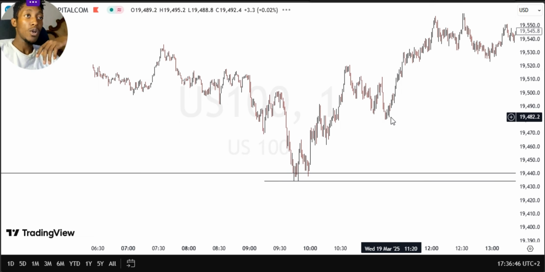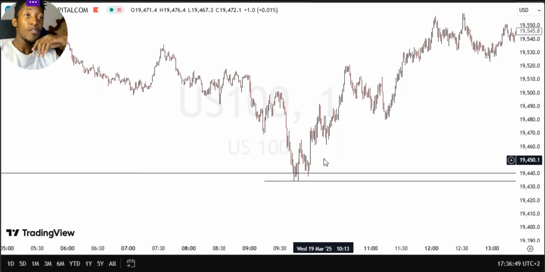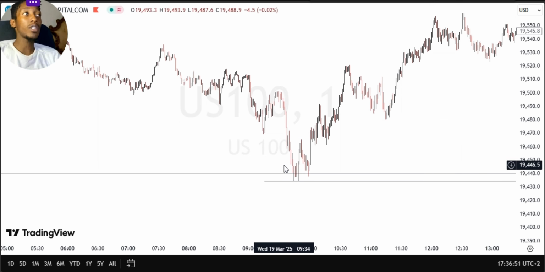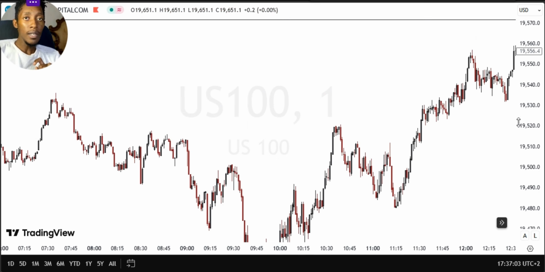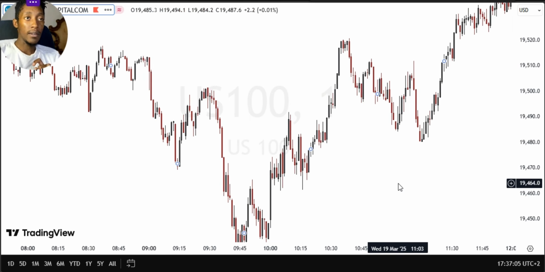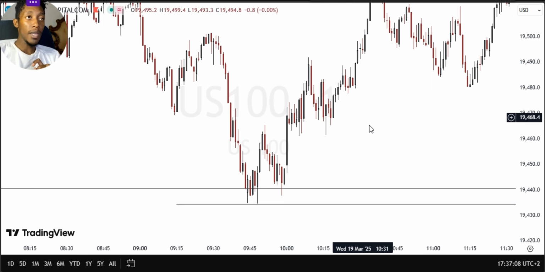So we are going to be focusing on here. This is where we got our sweep, right? And now we are looking for a zone to enter from. It's either we find a fair value gap or a demand zone. So let's just zoom in. So this is what we have.